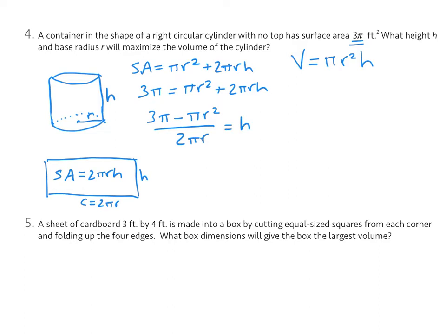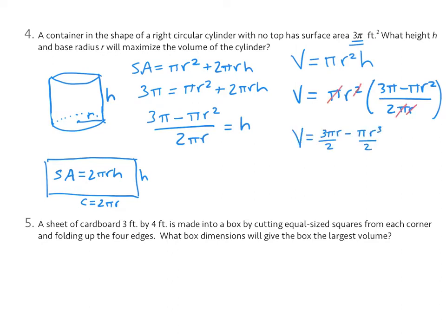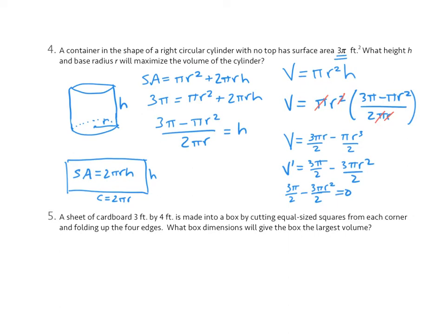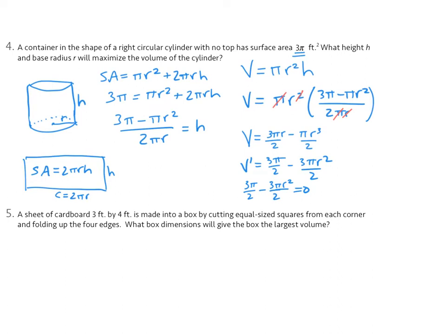That is a pretty complex expression, but I can plug it into my volume equation. Pi r squared times h will be 3 pi minus pi r squared over 2 pi r. Now I'm going to clean this up a little bit. And now if I take the derivative, I get V prime equals 3 pi over 2 minus 3 pi r squared over 2. And now we're going to set that equal to 0. I'm running out of space at this point, so I'm going to slide over a little bit and continue the work over here.